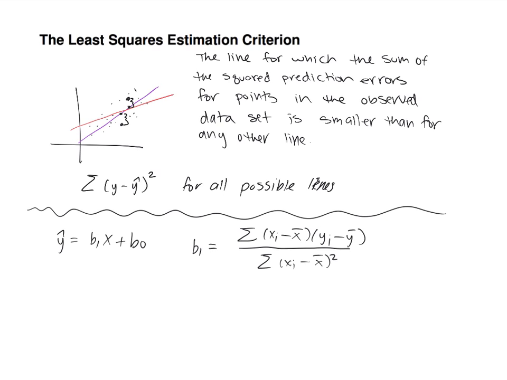I'm not going to make you use it. Let's just talk about what those things mean. So first of all, what are the bars? What's x bar? Mean of all the x's, right? What's y bar? Mean of all the y's. This little sigma symbol means add them all up, right?